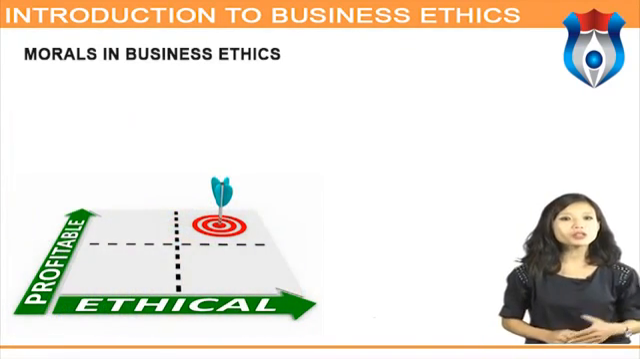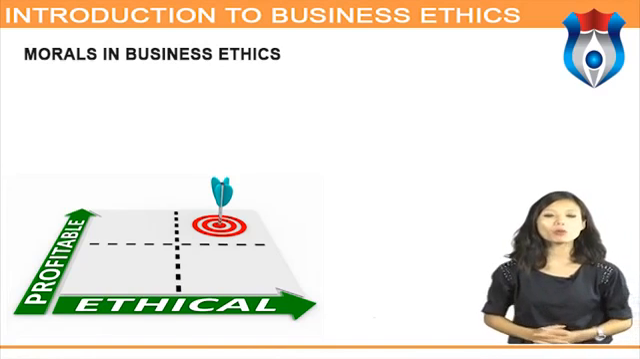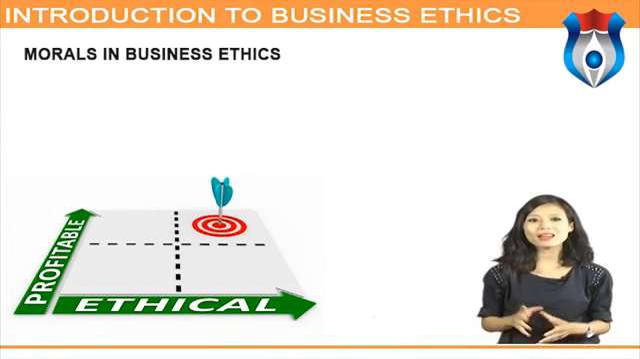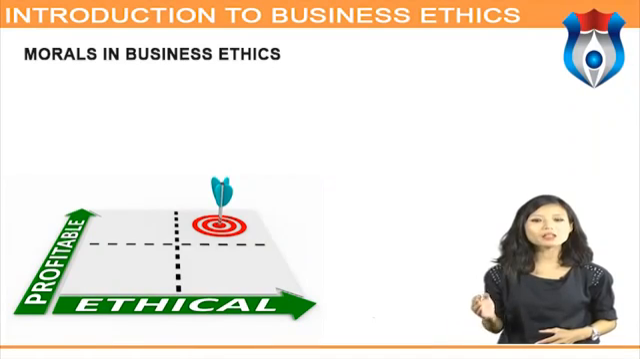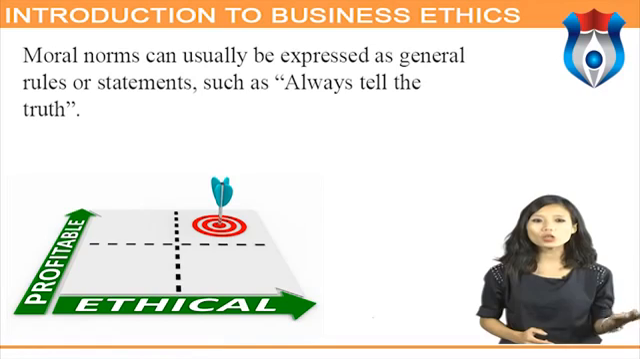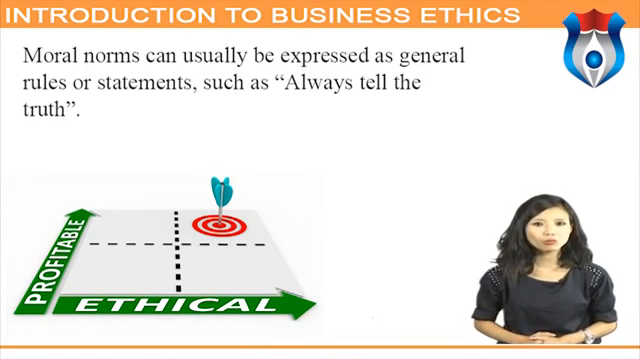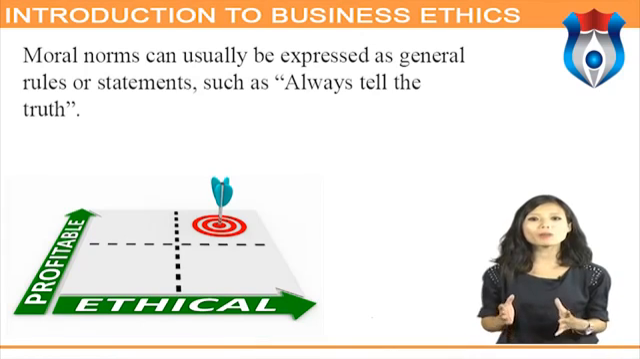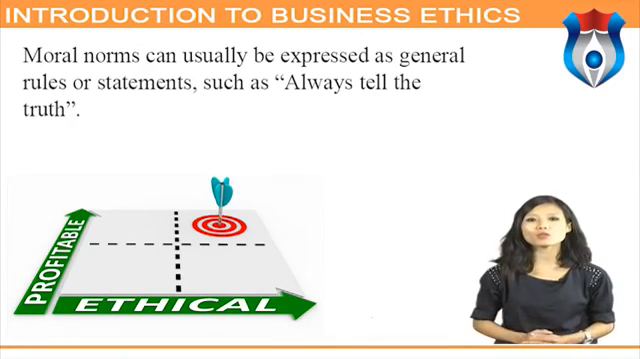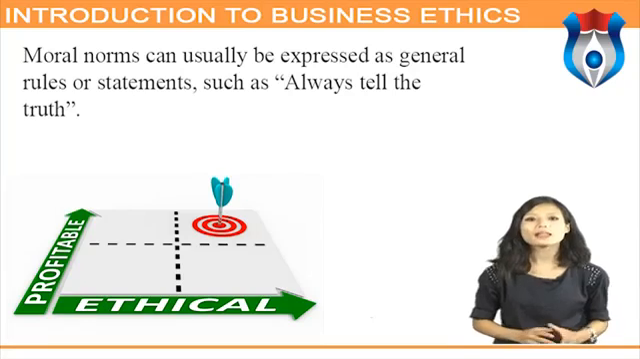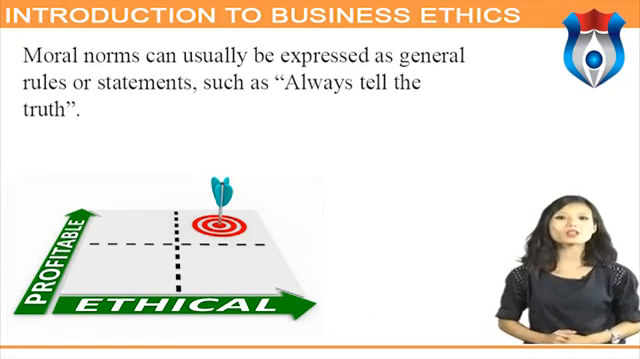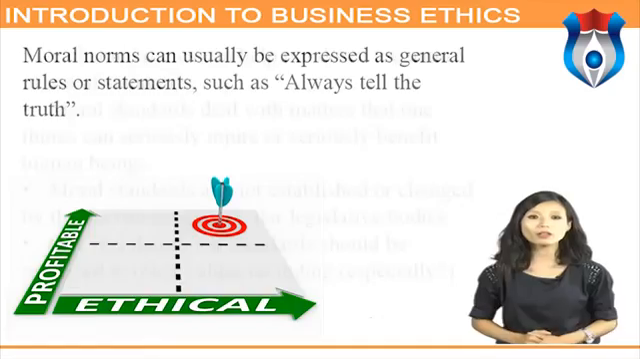Now let's move on to the next interesting topic of morals. Morality is a standard that an individual or group has about what is right and wrong or good and evil. Moral norms can usually be expressed as general rules or statements such as always tell the truth. Moral values can usually be expressed as statements describing objects or features of objects that have worth, such as honesty is good and injustice is bad.